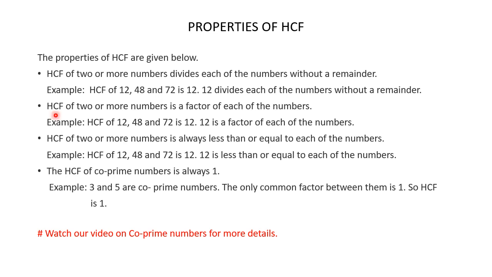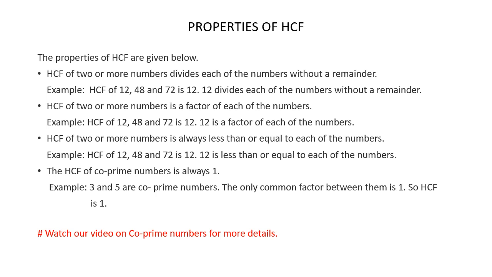The next property is HCF of two or more numbers is a factor of each of the numbers. Let's look at this example. HCF of 12, 48 and 72 is 12. This means that 12 is a factor of each of these numbers. 12 is a factor of 12, 12 is a factor of 48 and 12 is a factor of 72.